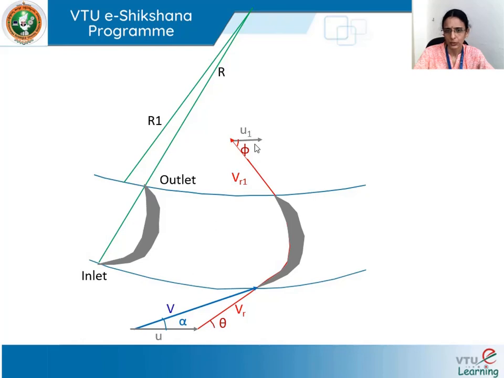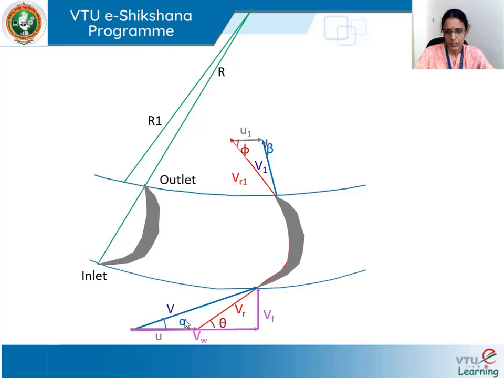When you know Vr1 and u1, you can complete the velocity triangle at the outlet by drawing the third side starting from the tail of Vr1 to the tip of u1, which will give you V1, that is the absolute velocity of the jet at the outlet. And the angle that this absolute velocity makes with the direction of motion of the vane at the outlet is marked as beta, which is the jet angle at the outlet. All these terminologies are the same as what we have seen in the case of a single moving vane.